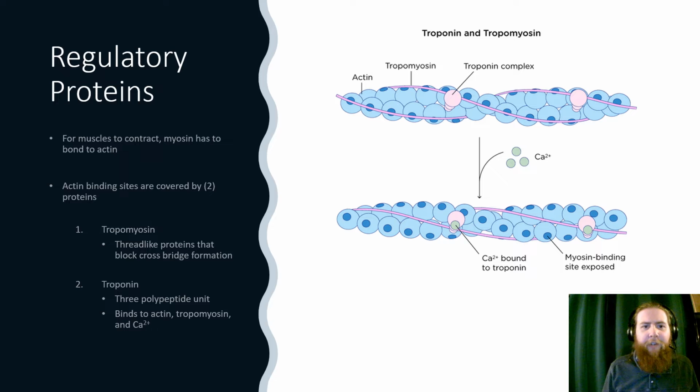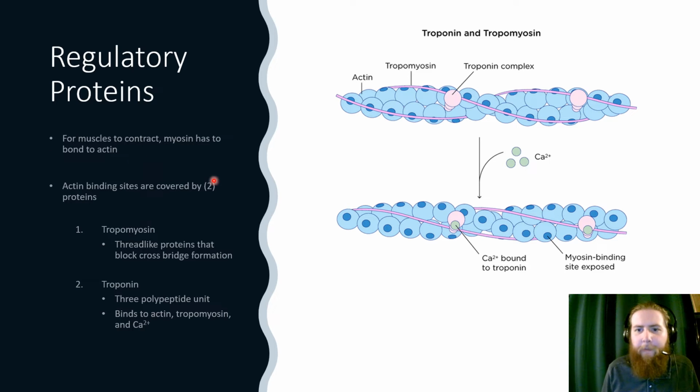So there are some regulatory proteins for muscles to actually do their job. That myosin with the heads from before has to bind to these little blue dots. But unless the cells want to and allow that contraction, it can't happen. And the cell has these two regulatory proteins that protect these binding sites from being bound.